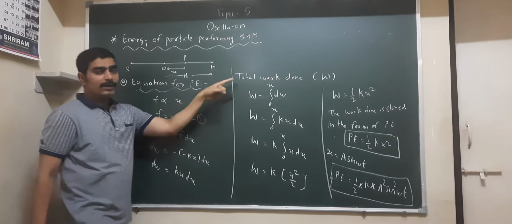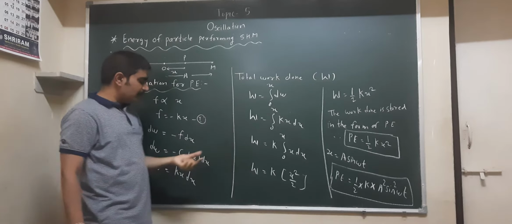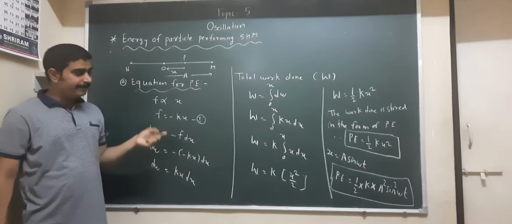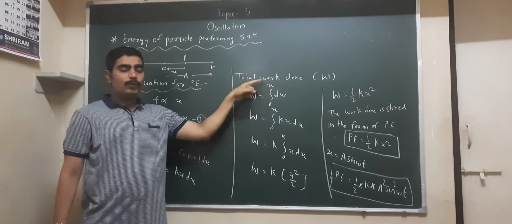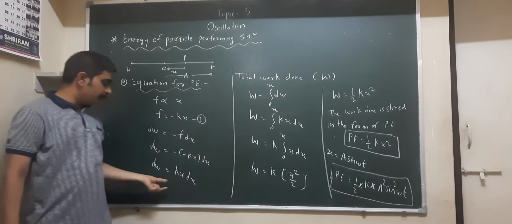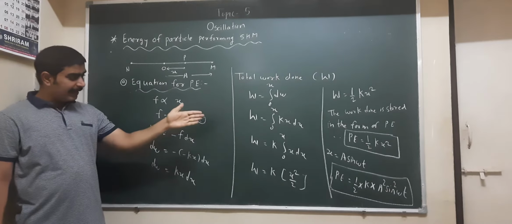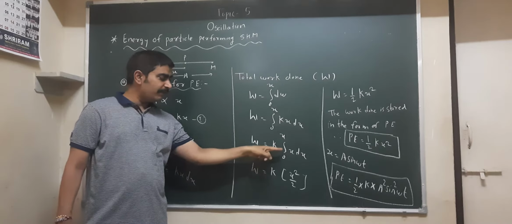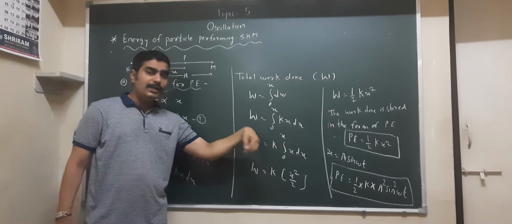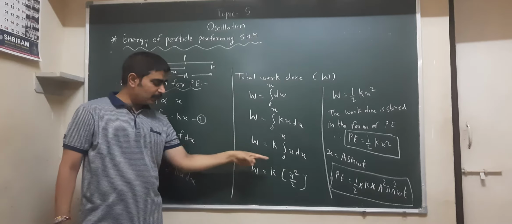Now the total work done will be W. So W is equal to the total integration from 0 to x of dW. Take k as a constant. So the integration of x into dx, power is 1, so 1 plus 1 is 2. So x square upon 2.